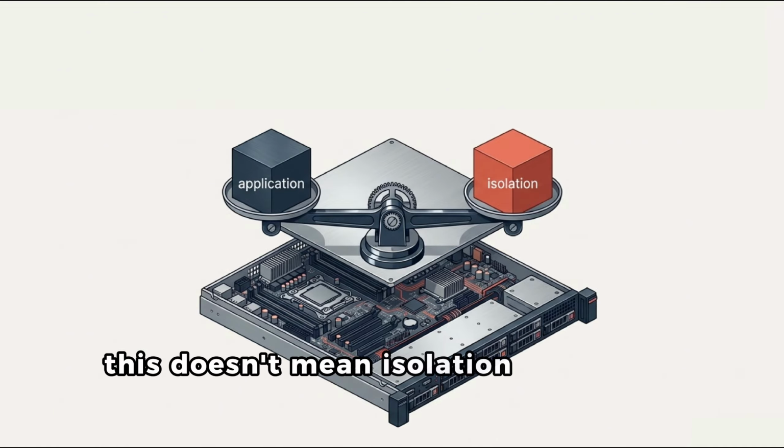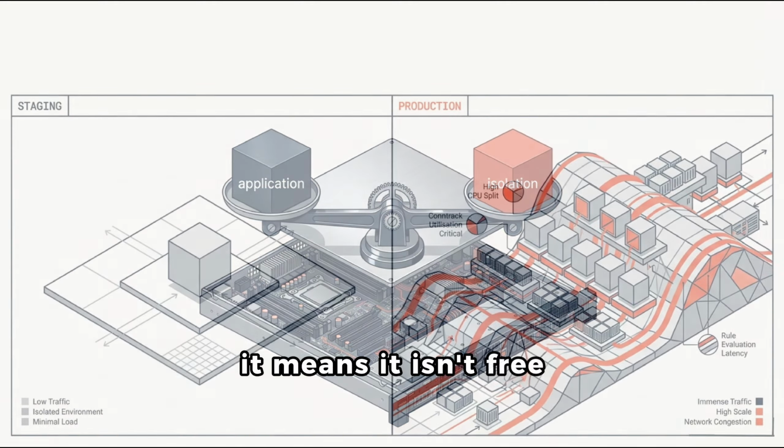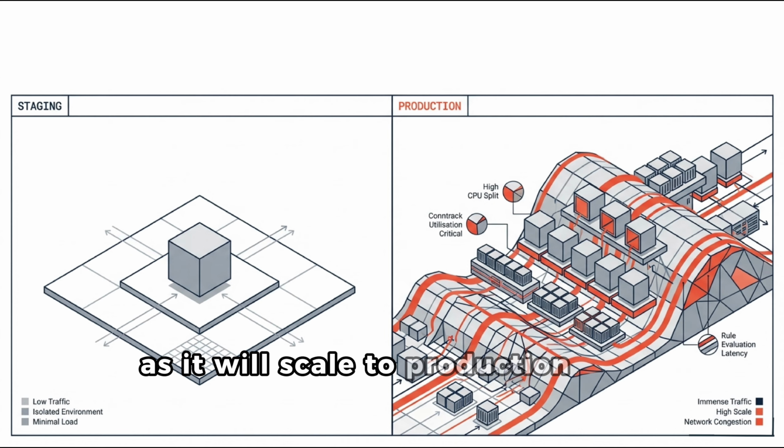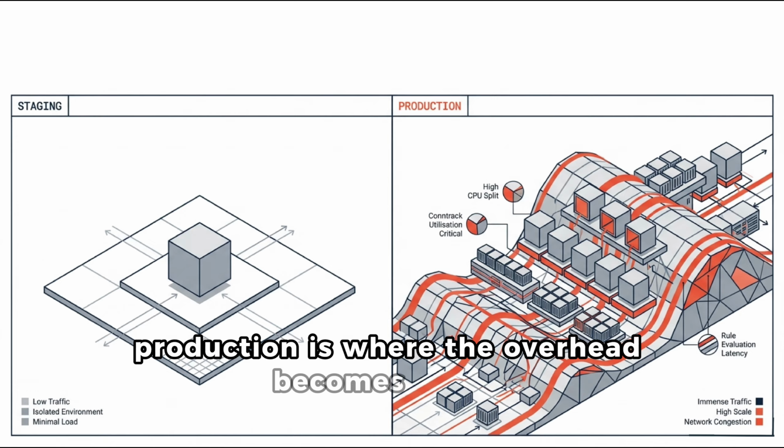This doesn't mean isolation is optional. It means it isn't free, and that it works fine in staging is not the same claim as it will scale to production load. Staging is low scale. Production is where the overhead becomes visible.